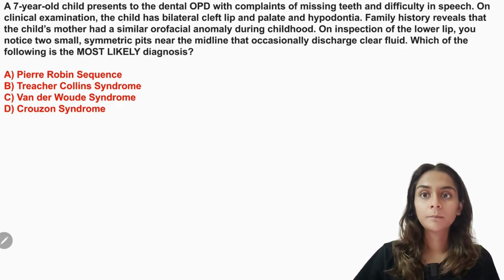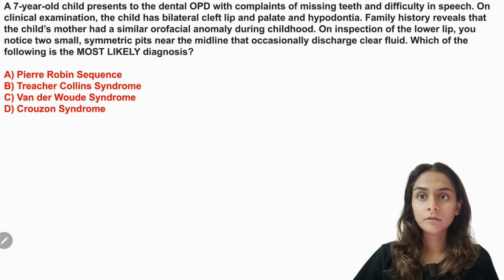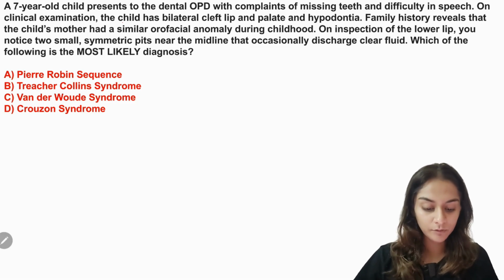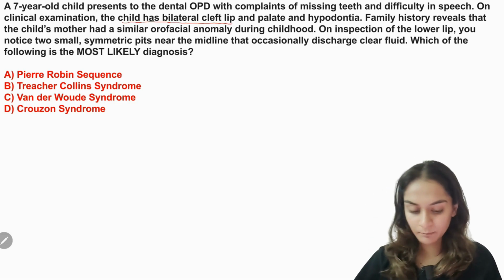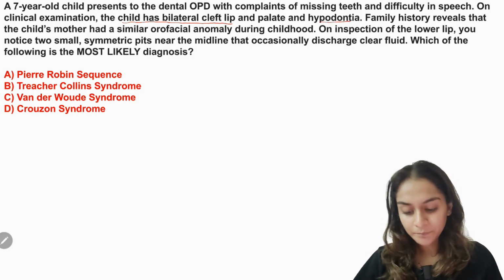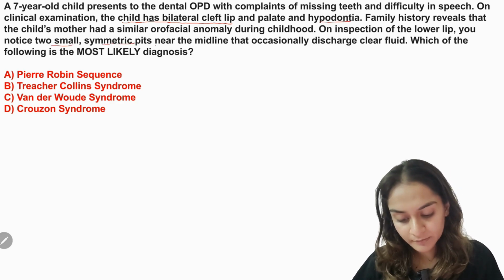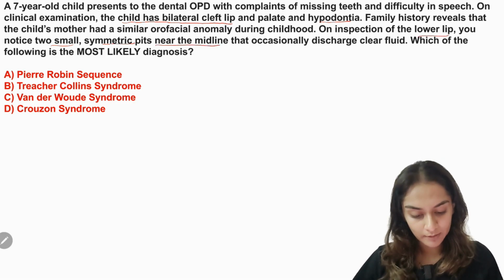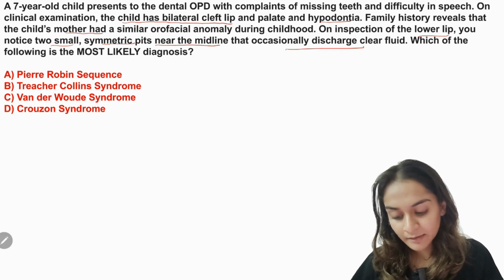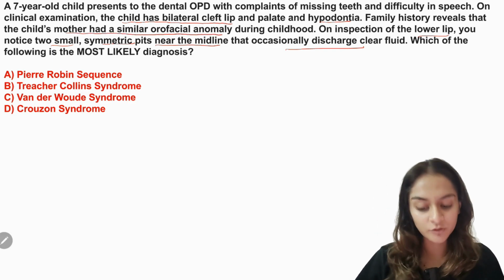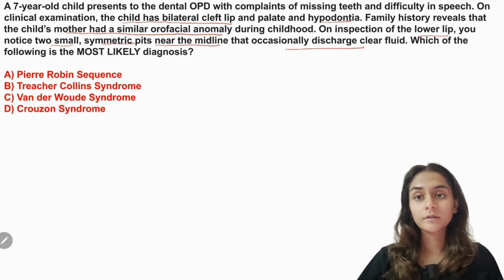There are four options: Pierre-Robin syndrome, Treacher-Collins syndrome, Crouzon syndrome, and Van der Woude syndrome. Select the right one. When you encounter such questions in your exams, first look at the keywords that are mentioned. The child has bilateral cleft lip and palate, hypodontia, symmetric small pits near the midline in the lower lip that can occasionally discharge clear fluid, and the child's mother had a similar orofacial anomaly during her childhood. So these are your key points in this question.